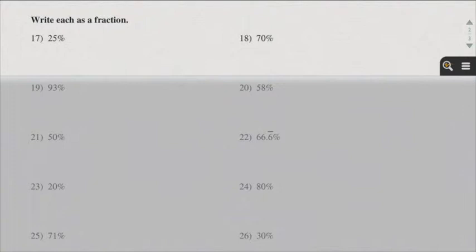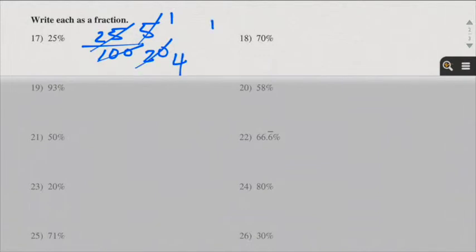So like I said, it's out of 100. So we can say 25 out of 100 and then reduce it from there. Our common factor is 5. 5 goes into 25 5 times. 5 goes into 100 20 times. We can reduce by 5 again. 5 goes into 5 once. 5 goes into 20 4 times. We end up with 1/4.